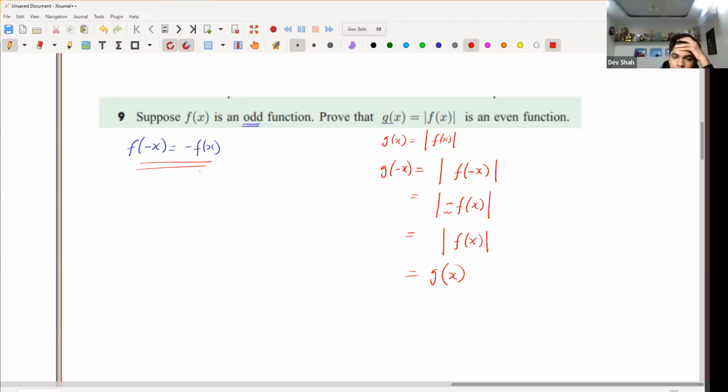So if g of minus x is equal to g of x, then it's an even function. But if g of minus x is equal to minus g of x, then it's an odd function. Correct. That's the definition we went over just a few minutes ago. So f was given to be odd here, which is why we said f of minus x was negative of f of x. All good, Dave?